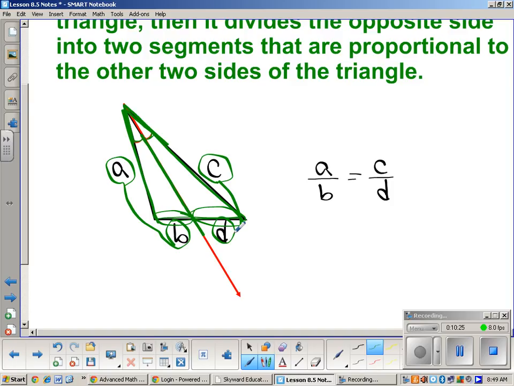The key here, how do you recognize this when you're doing a problem? You have to notice, is this line bisecting that angle? Are they telling me that these angles are equal? If these two angles are equal, then that means they're cutting this big angle into two equal angles. So this line's going to cut this side into segments that are proportional to these two sides. Okay? And again, we probably could prove it by using similar triangles.